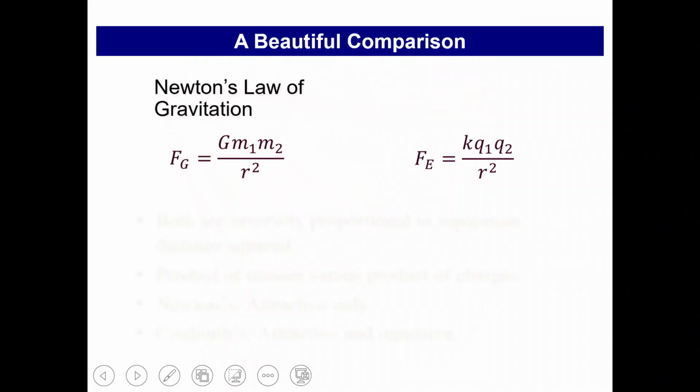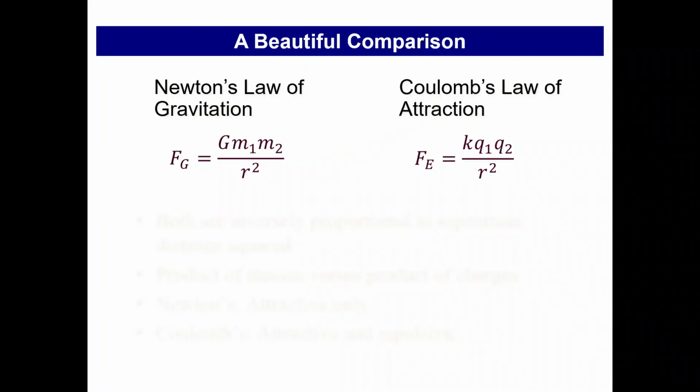So there's a cool comparison here, between Newton's law of gravitation and Coulomb's law, Coulomb's law of attraction and repulsion. Our gravitational force is equal to G m1 m2 over r squared, and our electric force here is K q1 q2 over r squared. So these are both inverse square relationships. Gravitation involves the attraction of masses, whereas Coulomb's law involves the attraction or repulsion of charges.